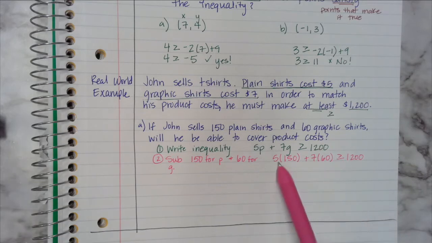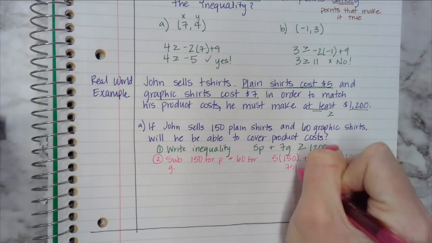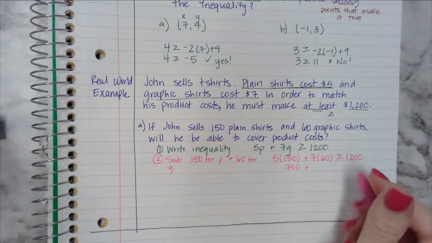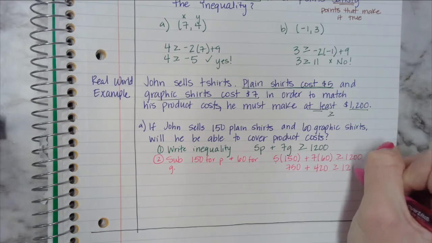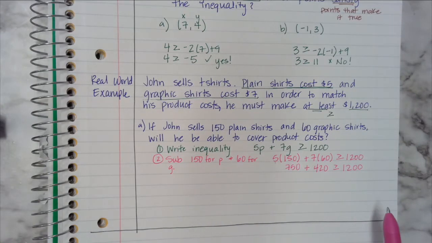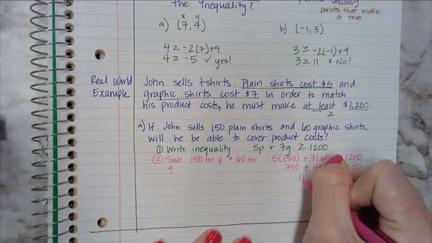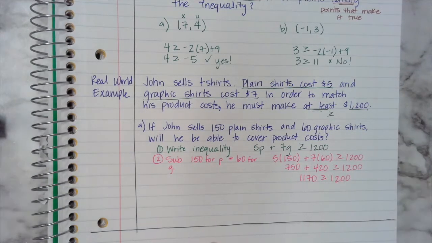Now we're just going to simplify. 5 times 150, and we get 750, plus 7 times 60 is 420. When we add those together, in order for this to be true, it has to be greater than or equal to 1,200. So when I add those together, we get 1,170 is greater than or equal to 1,200. This does not satisfy the inequality. And so our answer would be no. This would not give him enough money to cover his product costs.